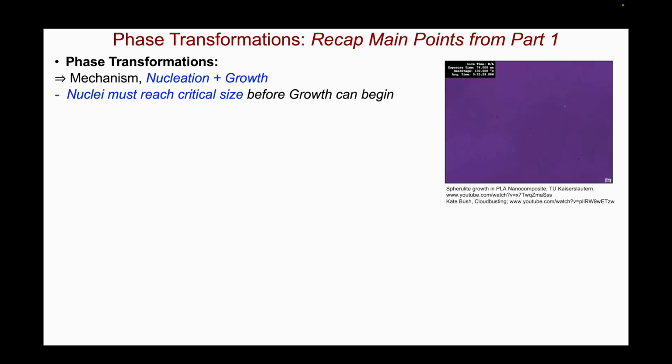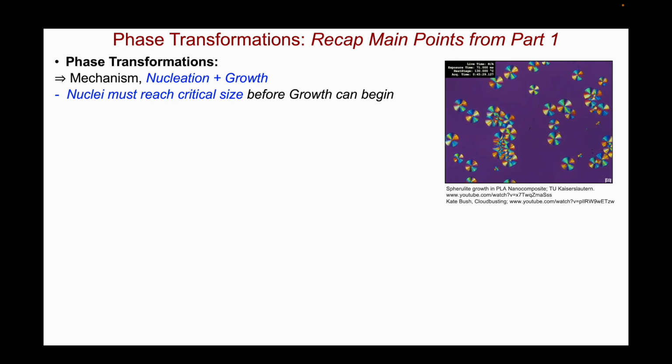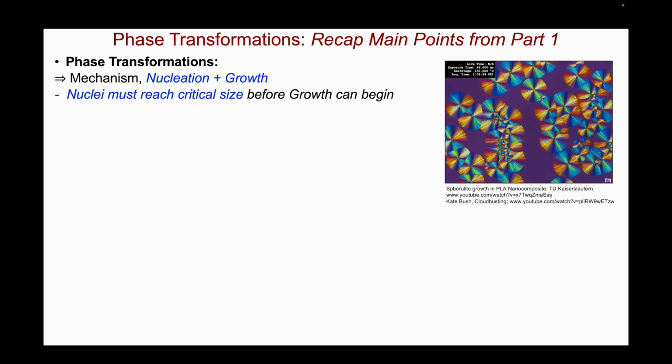Let's begin with a quick recap of the main points we covered in our first video. We discussed the mechanism for phase transformations that proceed via a process of nucleation and growth. Using the solidification of liquids as our example, and here we're looking at the crystallization of a polymer from its liquid, we noted the growth of crystals can only proceed after an incubation period where atoms stick and organize in nanometer-sized nuclei that must reach a certain critical size prior to growth of the new phase.